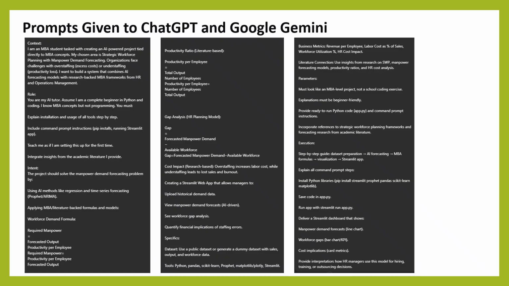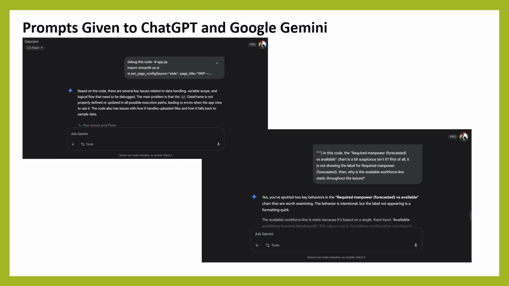Prompts and AI iteration. Screenshot slide. At this point, we also documented the exact prompts used to interact with ChatGPT and Gemini. The screenshot you see here shows how we guided the AI step by step, asking for code, requesting changes, and debugging errors. This demonstrates how AI collaboration through prompts became an essential part of the development methodology.